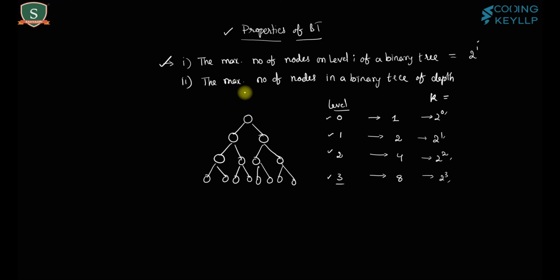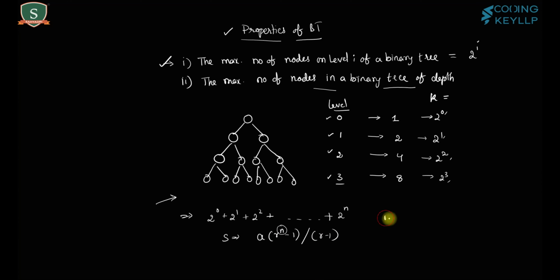The second property, the maximum number of nodes in a binary tree of depth k. Let us take the above example only. To count the total number of nodes, we have 2 power 0 plus 2 power 1 plus 2 power 2. If you have a total of n levels, you can extend it to plus 2 power n. So this is in the form of a geometric progression. The formula for the geometric progression is a multiplied by r power n minus 1 divided by r minus 1. Here n value is i plus 1. i plus 1 is the depth.